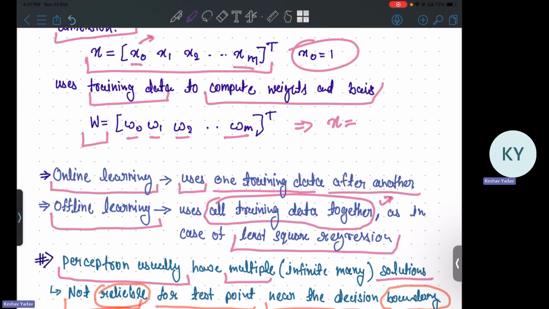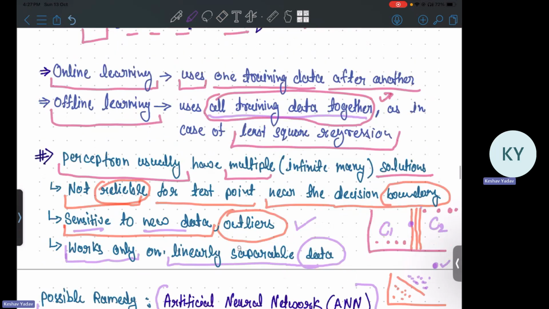Then we have seen the difference between online learning and offline learning. So what does online learning do? Online learning uses one training data after another, while offline learning uses all the training data together to compute the weights and biases.